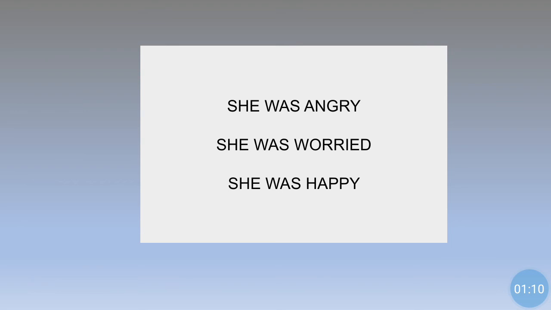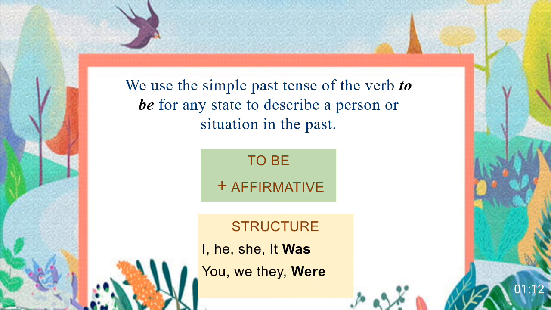Let's continue. We use the simple past tense of the verb to be for any state to describe a person or situation in the past. In the verb to be, we have the affirmative form, the negative form, and the interrogative form. Let's see the affirmative form. Here we have the structure. We use was for the pronouns I, he, she, and it.